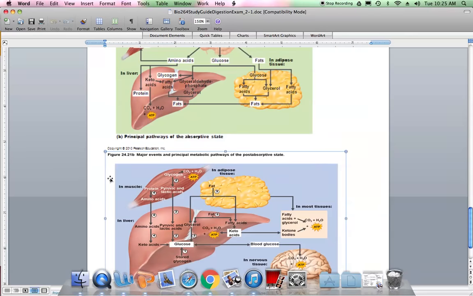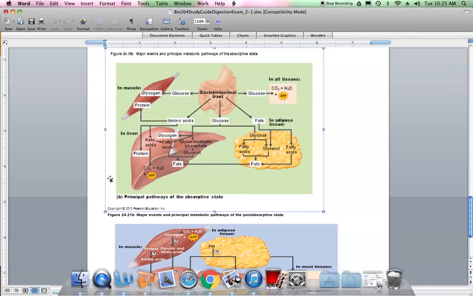So now I added these two figures because they're just so pretty. Figure 19B. Anyway, this is just showing you the absorptive state. So this is the time where you're absorbing glucose, amino acids, and fats. So what happens to them? Well, this is going to keep your blood glucose high, and hopefully it's not going to be too high.